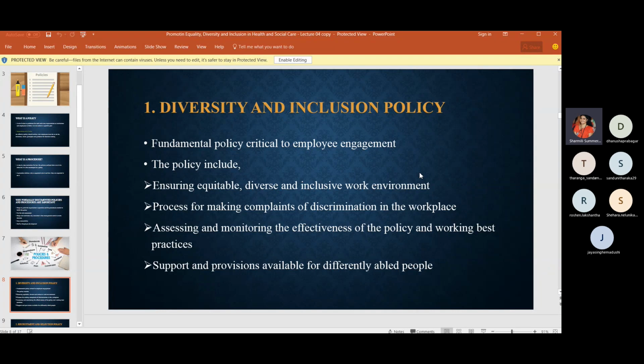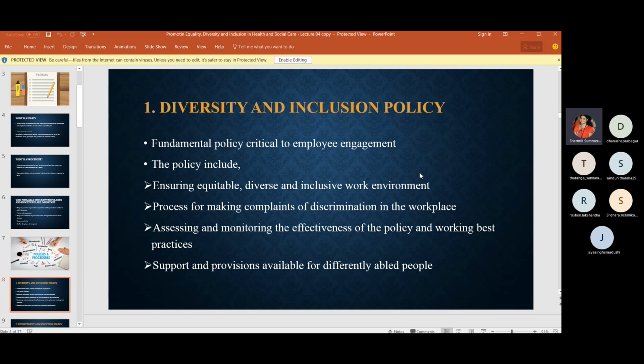Next, a process for making complaints of discrimination in the workplace. Normally, if there is diversity, then discrimination is common. So with the diversity and inclusion policy, we can make a complaint. If we find any discriminative activities undertaken by a workplace, we can complain under this policy, because this policy provides anti-discriminative protections.